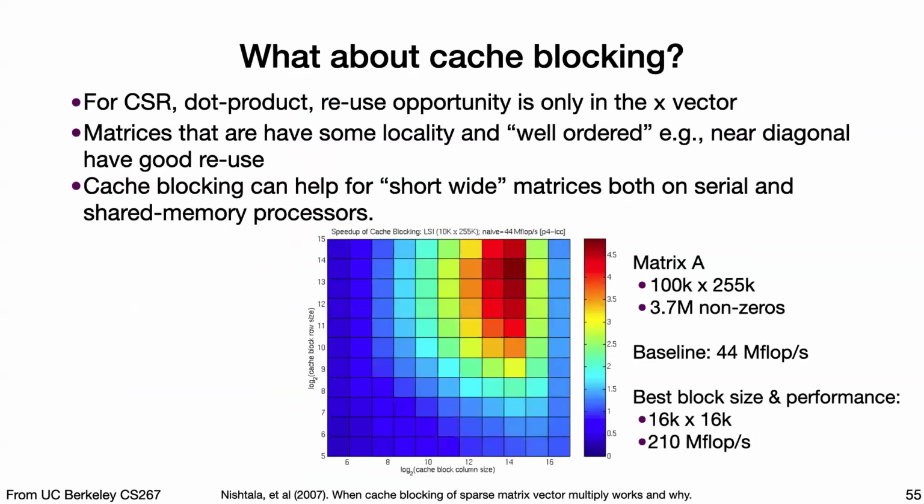I would say that usually both of them are targeted towards different use cases. Register blocking is for when you have matrices with these small blocks of non-zeros, and cache blocking is for when you have matrices with larger blocks of more dense parts, like here, the 16K by 16K.